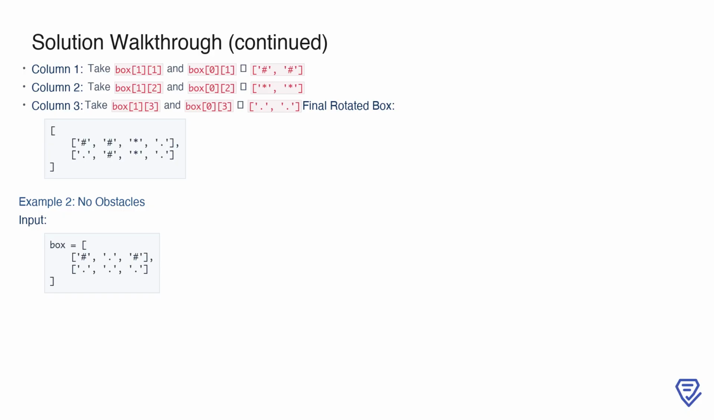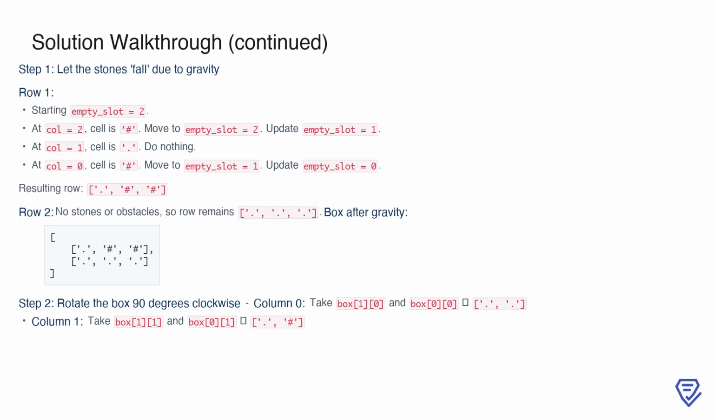Then, in step 2, we rotate the box 90 degrees clockwise. For column 0, we take the first elements from both rows to form the first column. For column 1, we gather the second elements. Continuing with step 2 for example 2, we now construct column 2 by taking the third elements from both rows.